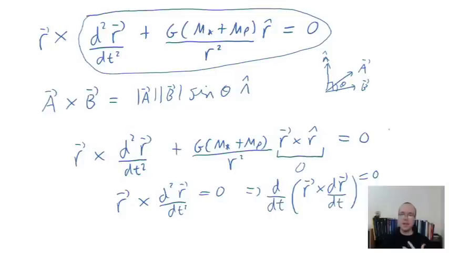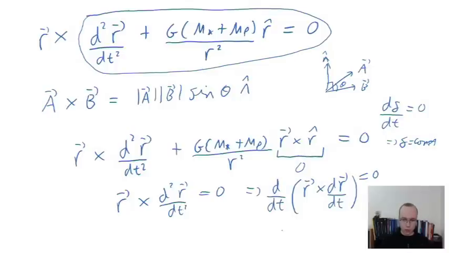And remember that if you ever have an expression of the form, say, df by dt is equal to 0, then by integrating this expression, it tells you that f must equal a constant, because when you differentiate a constant, you get 0.